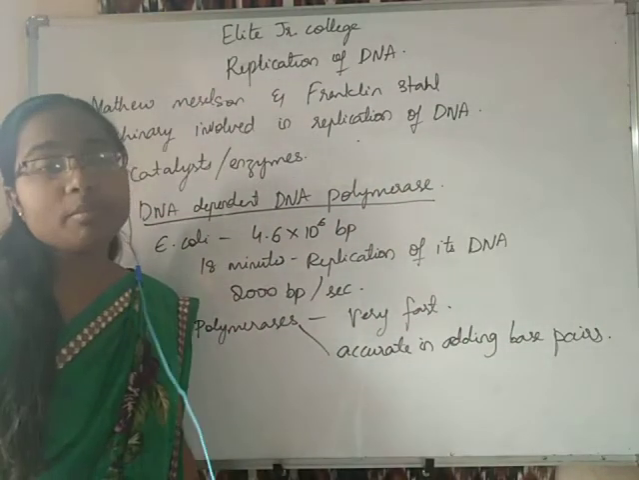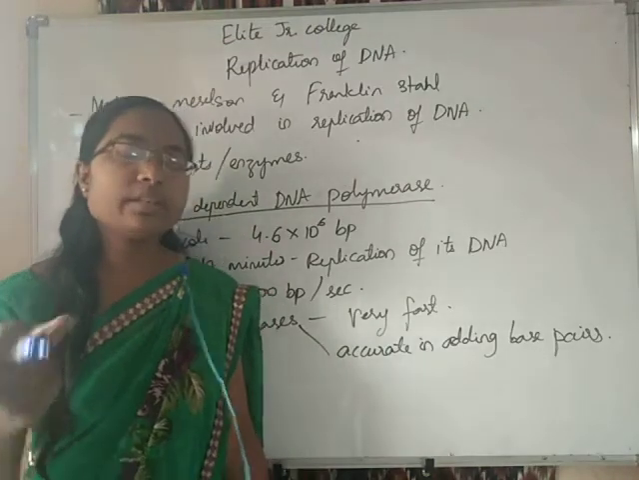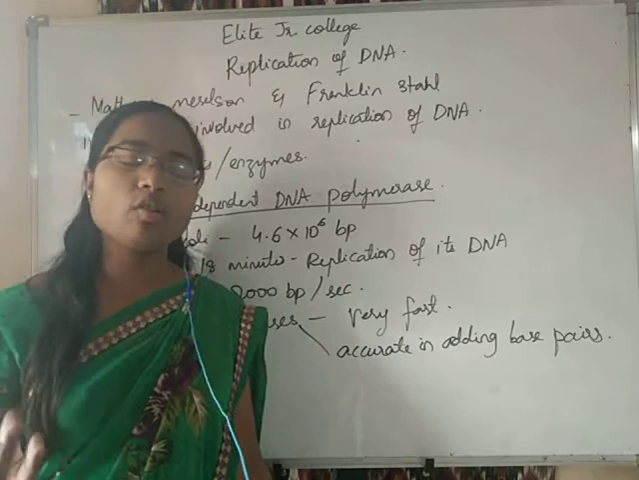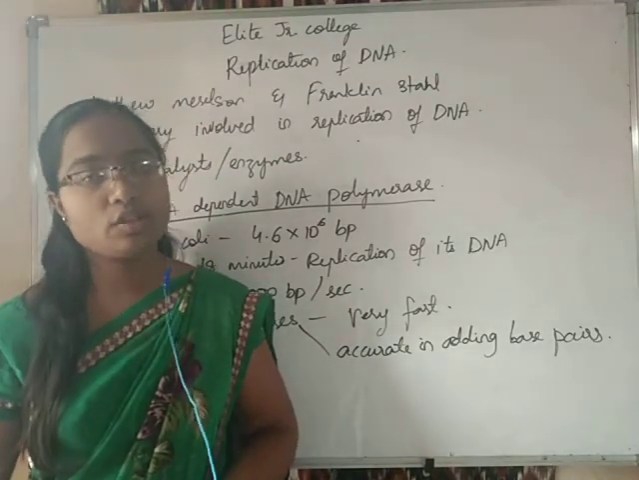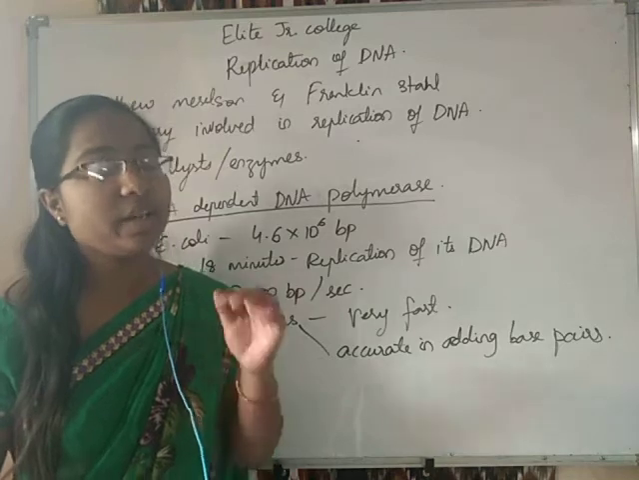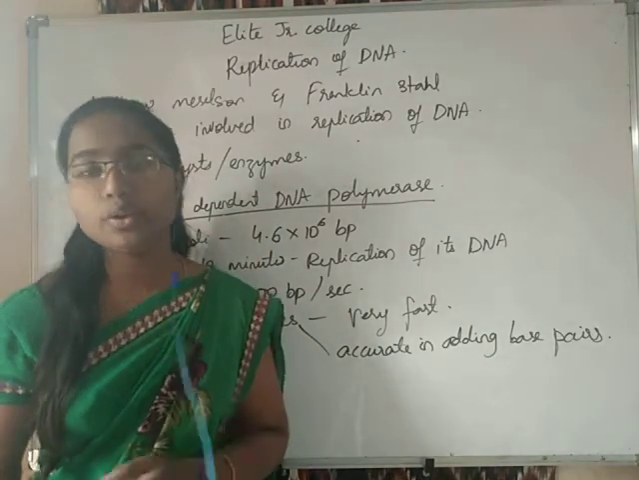Any mistake in one base pair may lead to a mutation. A mistake in adding any one base pair will lead to a mutation, causing several complications in the individual. That is why DNA polymerases have to be very accurate when they are adding the nucleotides.